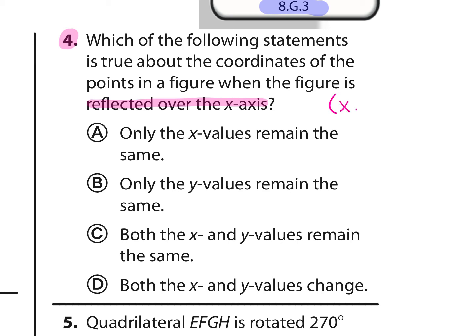We know for reflection across the x-axis that we start with (x, y), and the x-coordinate stays the same and the y-coordinate changes its sign. Because when it flips across the x-axis, it changes its height. And so the x-coordinate's the same, but the y, the height, changes. So only the x values remain the same is correct.